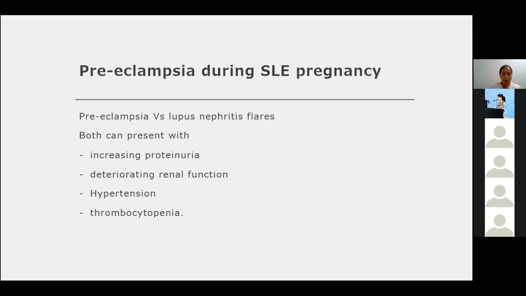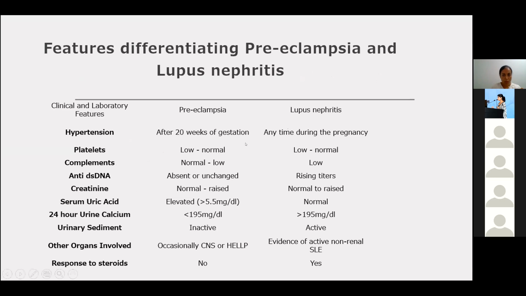So how do we differentiate preeclampsia? I mean, preeclampsia can occur in SLE pregnancy. It can coexist, and sometimes we have to differentiate preeclampsia from lupus nephritis flare. It might be difficult because both can present with increasing proteinuria, and like the case I discussed, deteriorating renal function, hypertension, and thrombocytopenia. But if you look carefully, there may be other hematological changes like lymphopenia in SLE, which does not occur in preeclampsia.